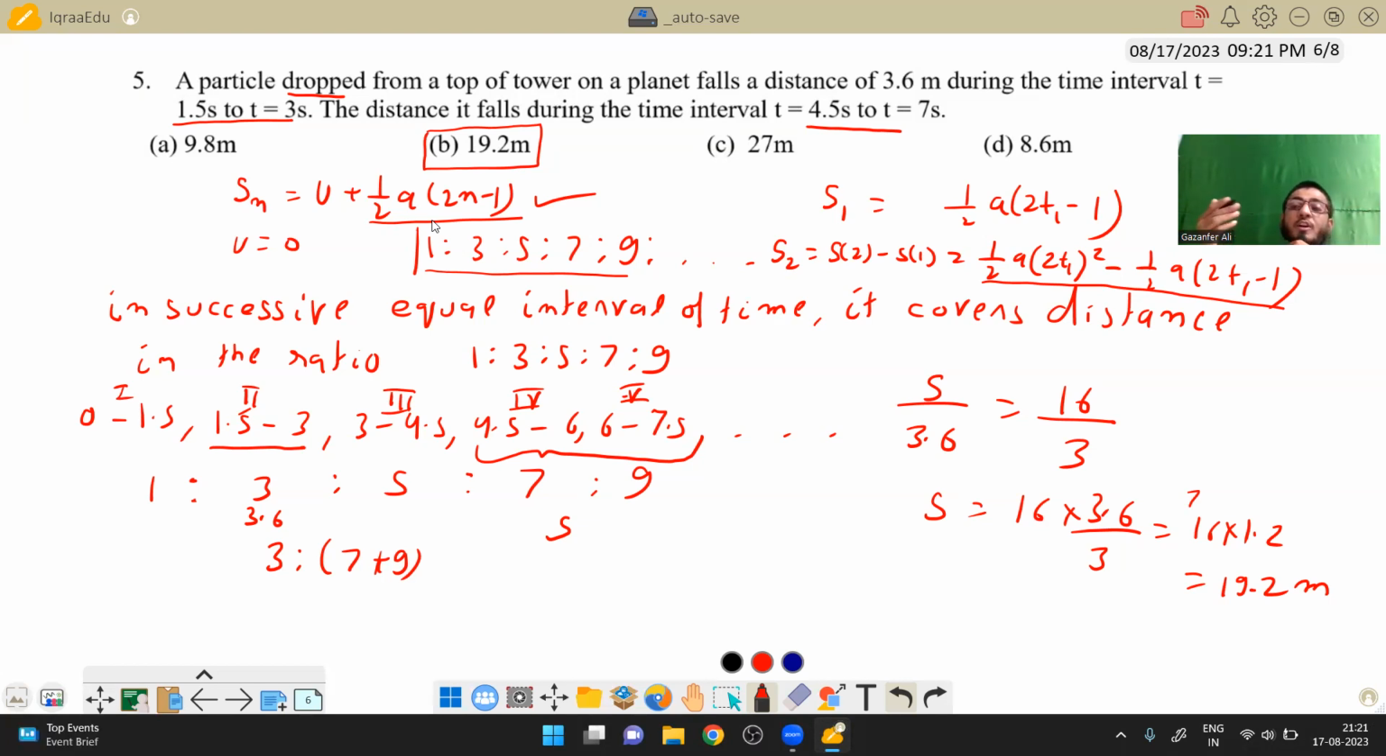So now instead of taking the first 1 second, 2 seconds, you take time interval t1, then time 2t1, then time 3t1. So the first interval is t1, second t1 interval, third t1 interval, right? Like this. Is it clear or should I solve it for you guys? Sir, it's clear. Okay, fine. Next question.